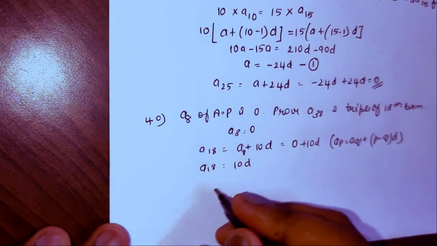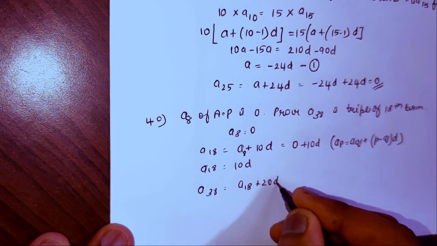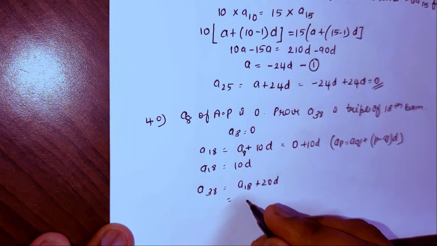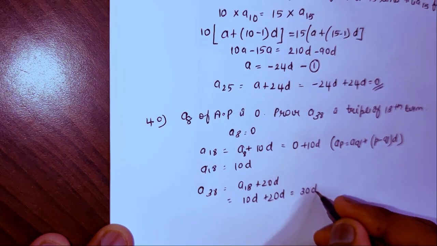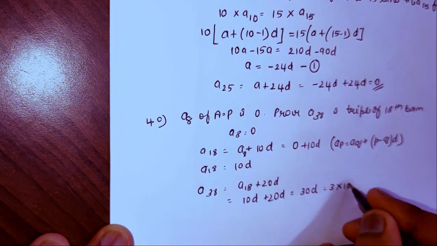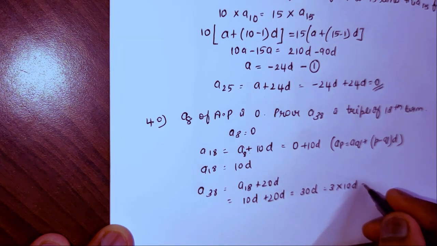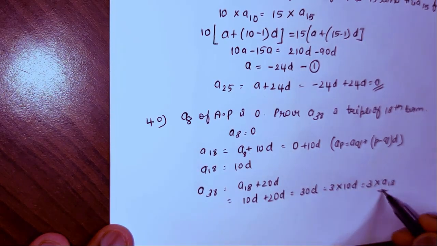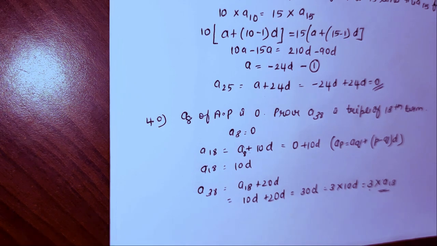Now A38 is equal to A18 plus 20d by the same formula which I have written above. We know A18 is 10d plus 20d, that is equal to 30d. 30d you can write as 3 into 10d. 10d is nothing but A18. So it is 3 into A18. They asked to prove A38 is equal to 3 times A18. We have proved that. Now we will move into the 41st question.